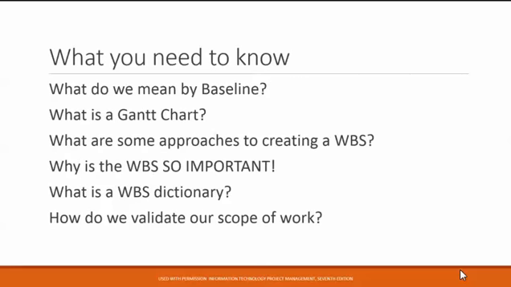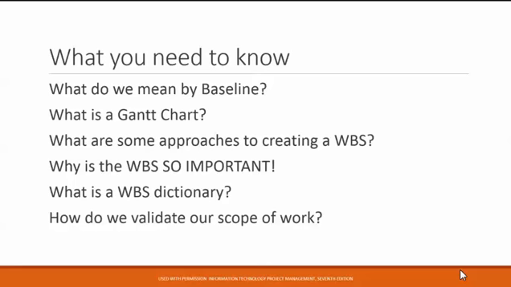So it's very important that you have your work breakdown structure decomposed into work packages that flow the right way. You also want to know what that term baseline means. And you want to have a good understanding of when you originally baseline a project, then how changes come in, impact the baseline, and may require you to re-baseline the project. Why is it to your advantage to re-baseline a project? What is a Gantt chart? What are some approaches to creating a WBS? Why is the WBS so important? And what is a WBS dictionary?